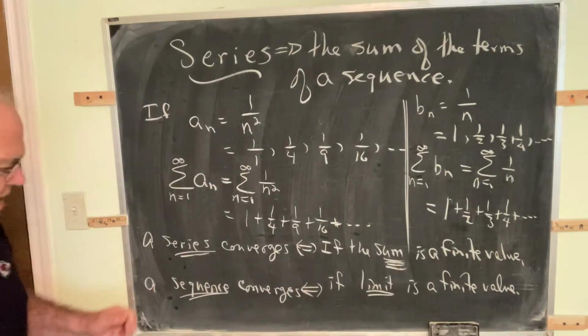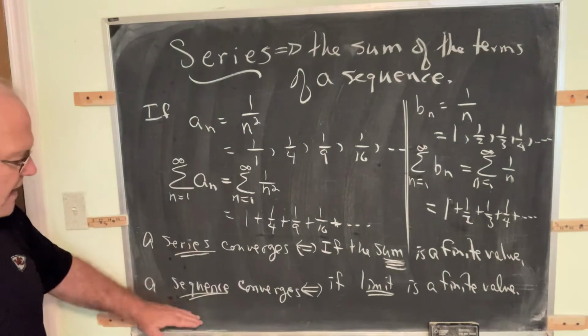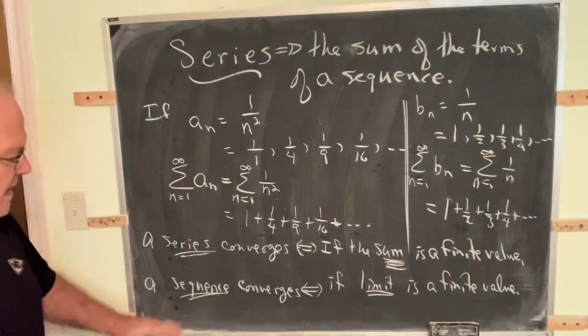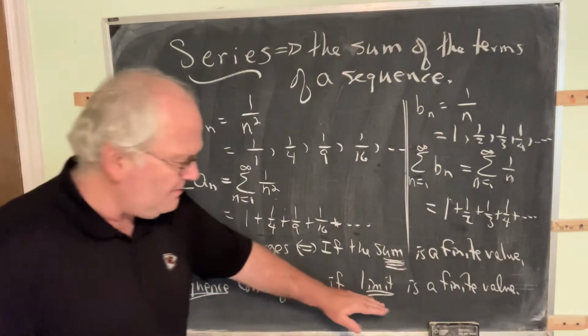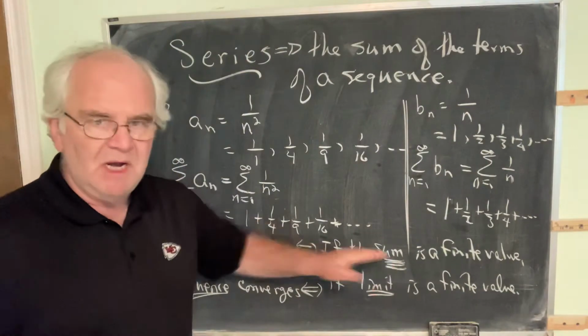And that's an important distinction. We use the same terminology, but they're applied to different ideas, and the requirement is different. A sequence converges if the limit is finite. A series converges if the sum is finite.